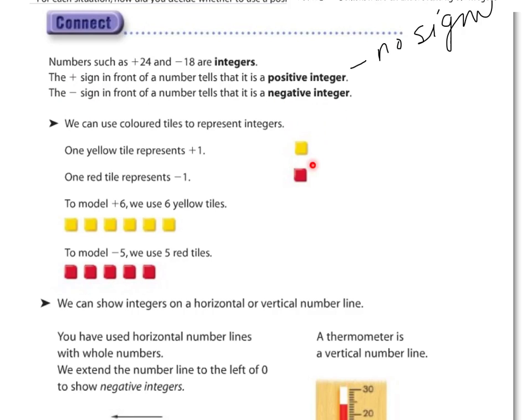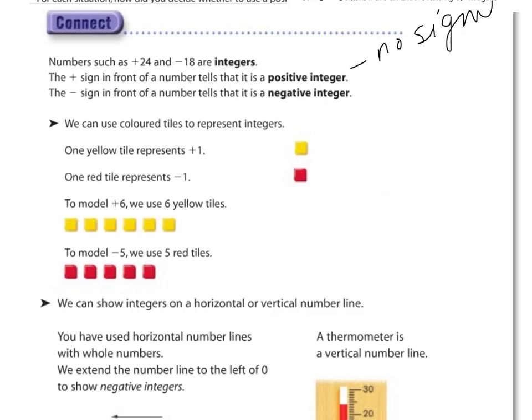So we're just going to assign a color. Yellow is nice and sunny, so it's going to be positive. Red is kind of a negative color. We end up marking with it when we think of people being angry. Angry is negative. It's red. So we're going to make negative 1 be 1 red tile, and positive 1 is going to be 1 yellow tile. So if we wanted positive 6, we would need 6 yellow tiles. 1, 2, 3, 4, 5, 6. If we wanted to show negative 5, we would use 5 red tiles.